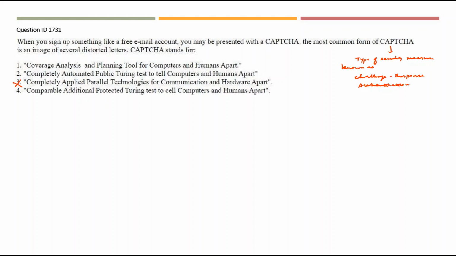This CAPTCHA process is done automatically. Check where we have automatic. So this is analysis, this will not be there. Then this is additional, this will also not be there. This option has automated. Option number 2 will be the right answer. CAPTCHA stands for Completely Automated Public Turing test to tell Computers and Humans Apart.